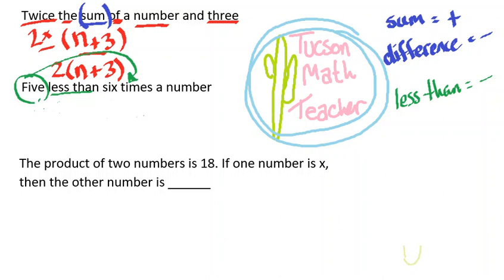Okay, so 5 less than then means 5 subtracted from something. So minus 5 at the end. Subtracted from what? Well, 6 times a number. So 6 times a number, let's call it x, and there it is.